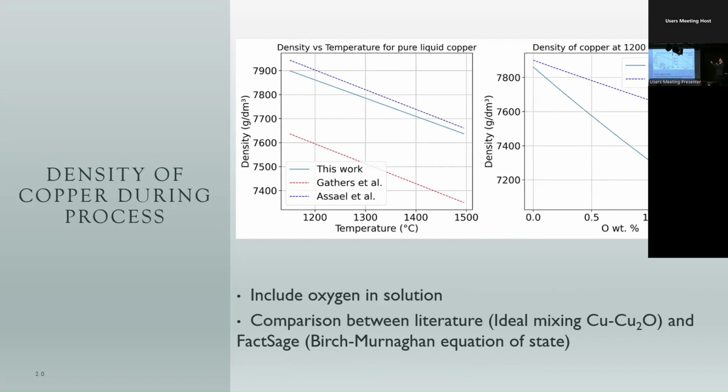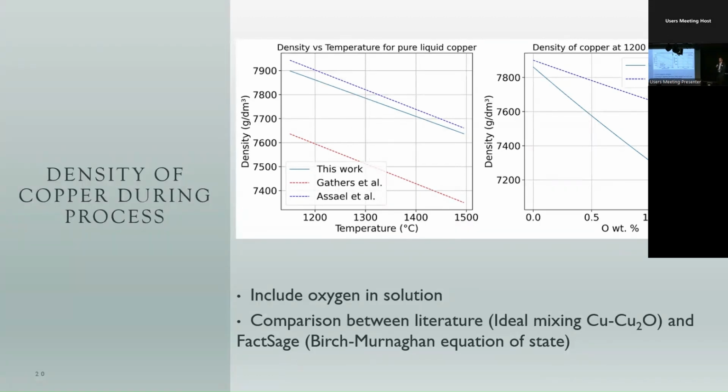So we can also check what happens to the density, in this case at 1200 degrees, which is quite a common temperature in this furnace. And we see that we obtain different values, but I think that the model that uses FactSage for this database is the Birch-Monaghan equation of state, and the other one uses an ideal mixing. So that's something nice, that we didn't find any literature, but we trust the other results.